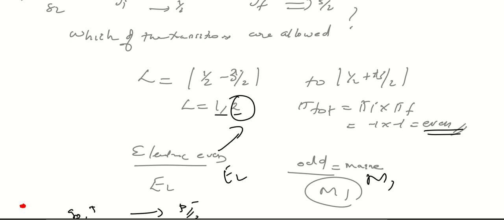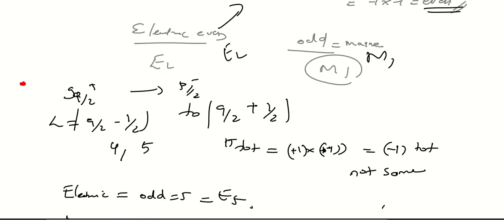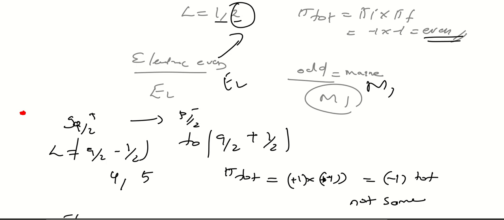Next, when we consider g 9 by 2 plus and p 1 by 2 minus, L is equal to 9 by 2 minus 1 by 2 up to 9 by 2 plus 1 by 2. So 4 and 5 are the possibilities. Pi total is equal to minus 1; that is, there is a plus to minus change, so there is a parity change.